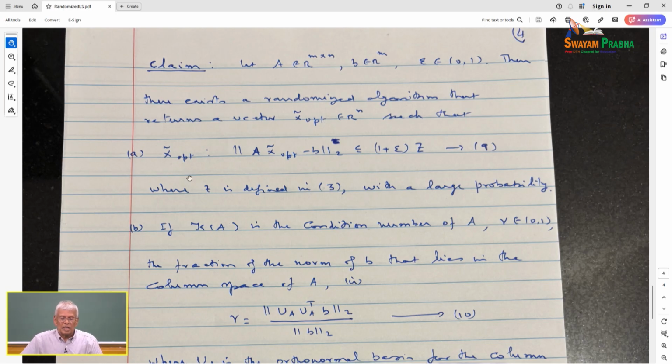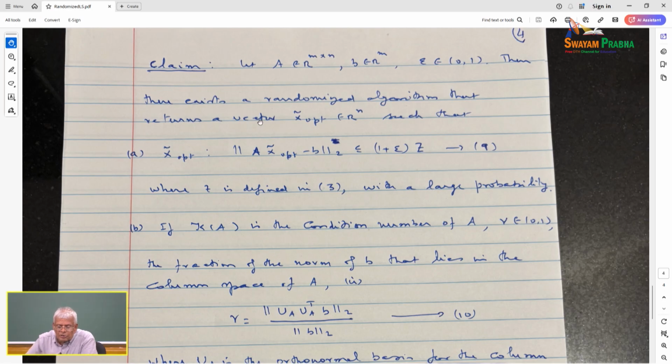such that, when I substitute x tilde optimum, what is this? This is the norm of the optimal residual. X tilde optimum is the approximating solution to the preconditioned version of the problem. I am trying to solve the preconditioned version of the problem optimally. X tilde optimum is essentially the solution to this preconditioned problem. Z, you remember we talked about, is the minimum residual obtained by solving it optimally without preconditioning.